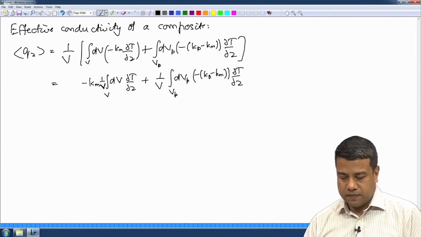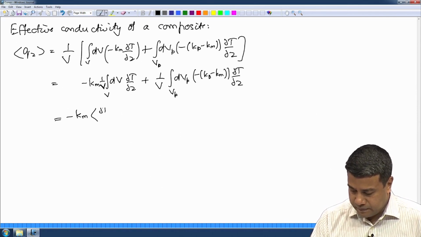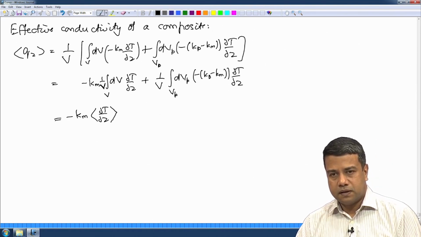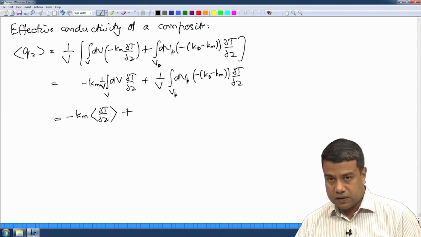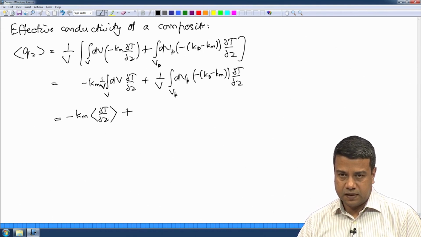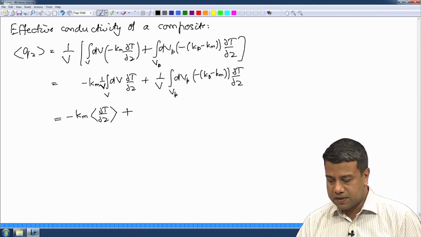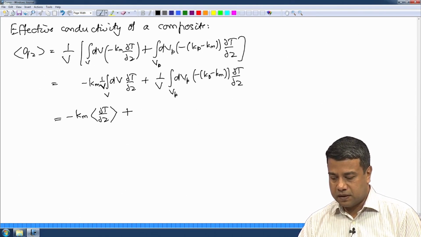Note that the first term is just the volume average of the temperature gradient. The second term is an integral over all the particles of the temperature gradient within the particle times the difference in the thermal conductivity between the particle and the matrix.